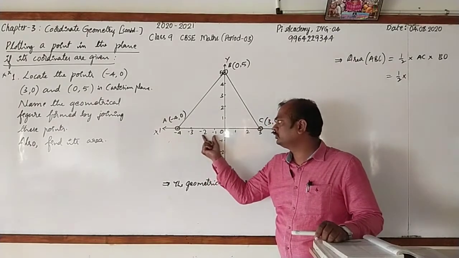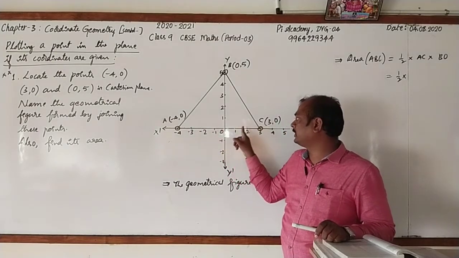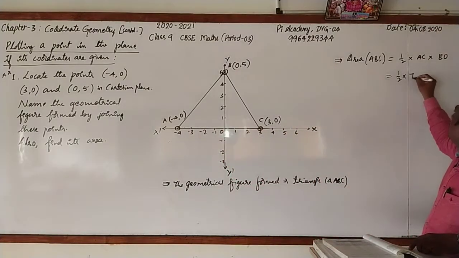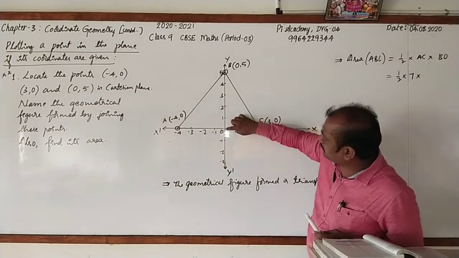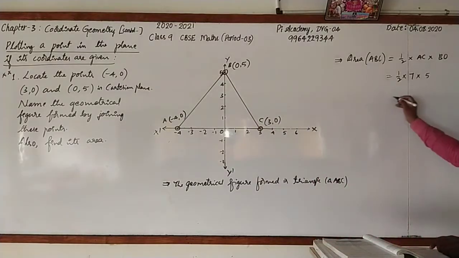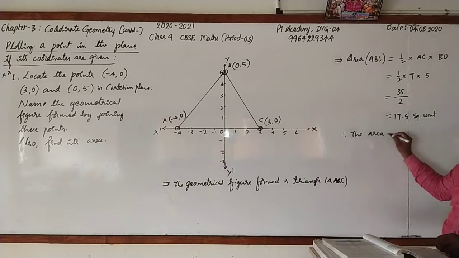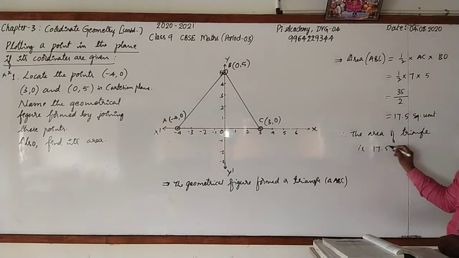Count 1 unit, 2, 3, 4, 5, 6, 7 units. See, 1, 2, 3, 4, 5, 6, 7. 7 units. Then height, observe from here. 1, 2, 3, 4, 5 units. So into 5. Now simplify this. 7 fives are 35. Then divided by 2, it is equal to 17.5 square units. So, therefore, the area of the triangle formed is 17.5 square units. Clear?